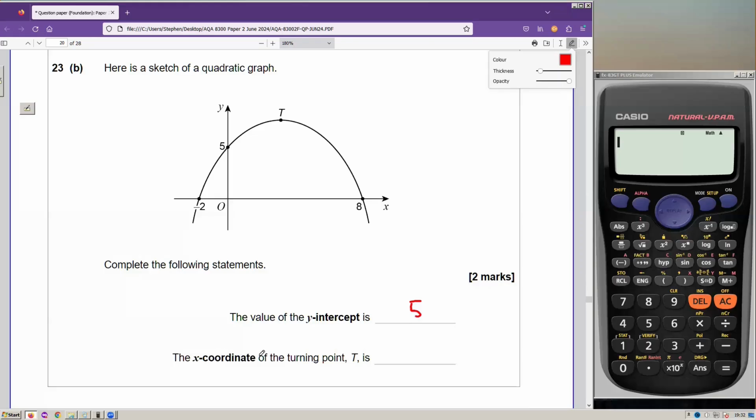The x-coordinate of the turning point, when it's going up and then coming down. So that is this point here, t. And they tell us it's t anyway. Because it's symmetrical, it's got to be halfway between minus 2 and 8. An easy way to do it is you average it: minus 2 plus 8 divided by 2. So minus 2 plus 8 is positive 6, divided by 2 is 3.